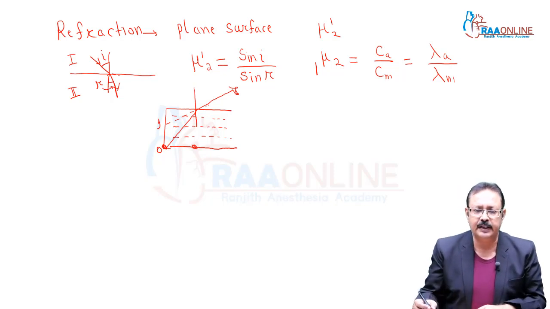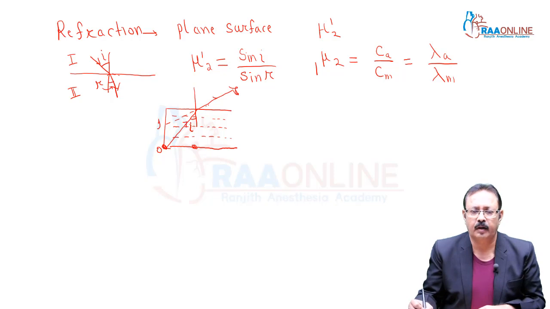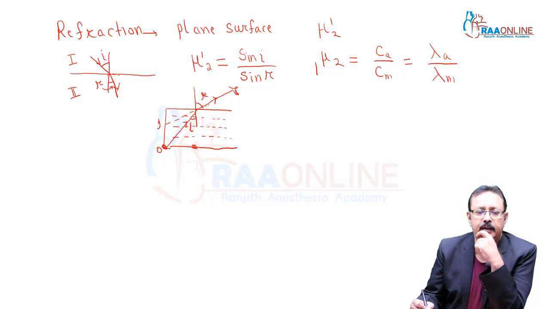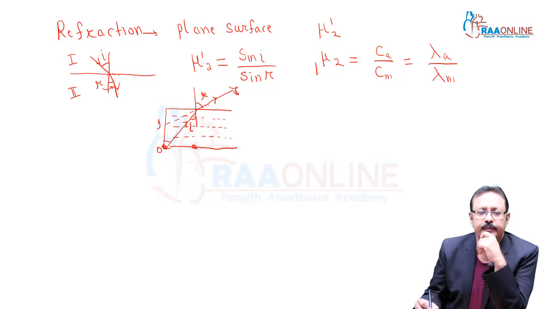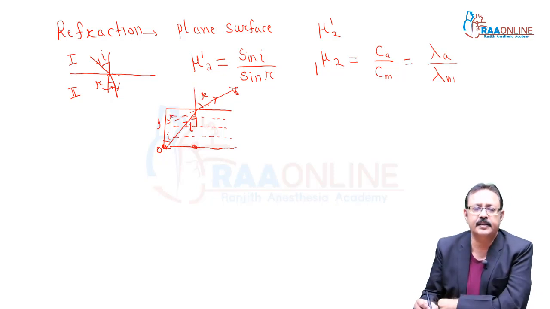If this angle is I, this should be R. Vertically opposite angles are equal. So if I take this angle as I, this angle should be I. If this is R, this whole angle is R, meaning this angle will be R. This distance I am calling A, this distance I am taking B.